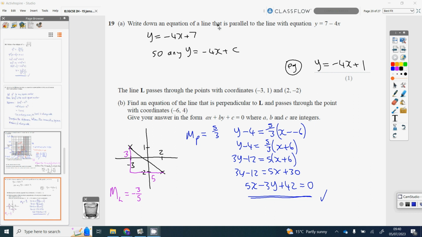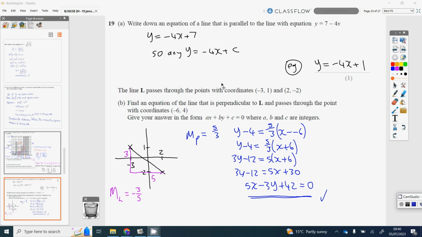So if we're going to have a parallel line, we just need to have the same gradient. So our answer has got to be y equals minus 4x, and then any number following it apart from 7. So, for example, minus 4x plus 1. But you could have done minus 4x plus 2 or what have you.